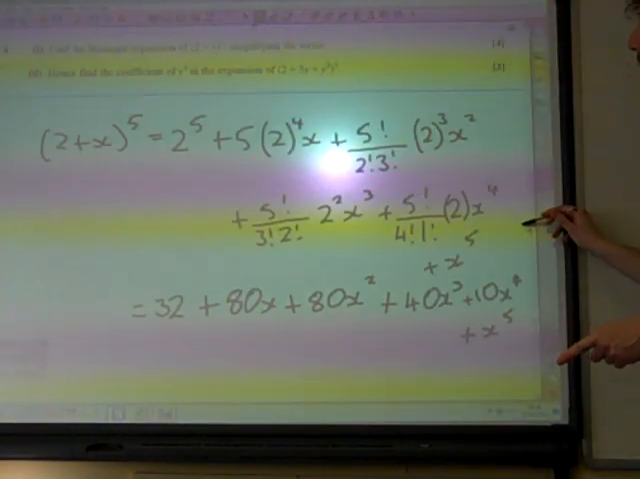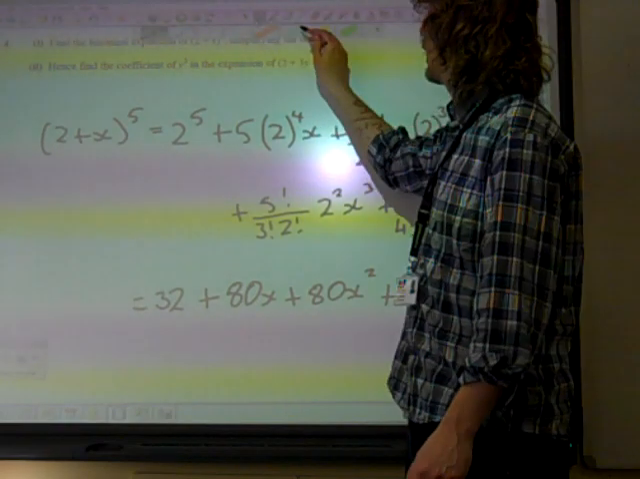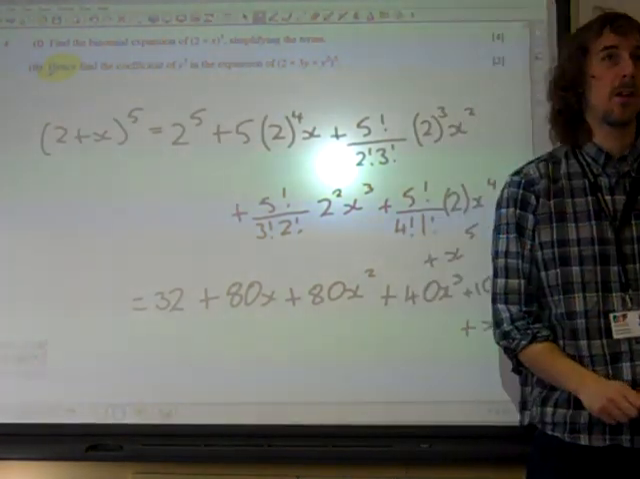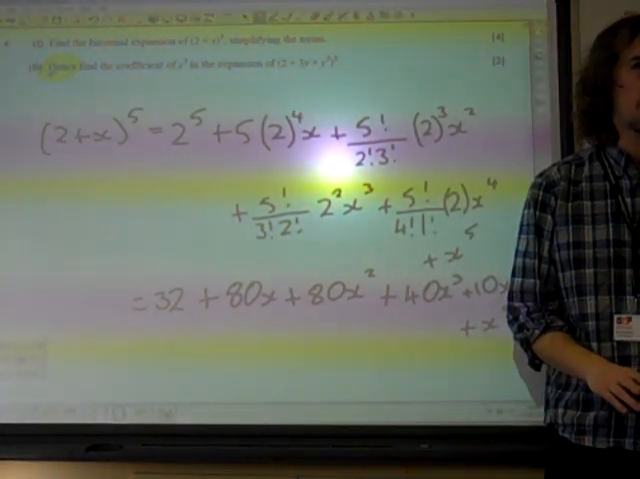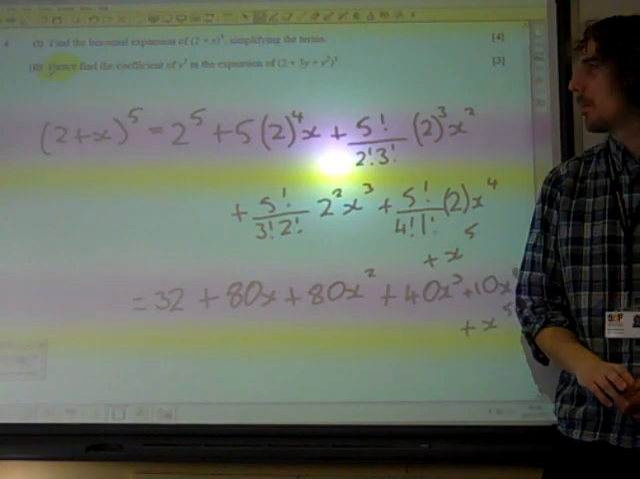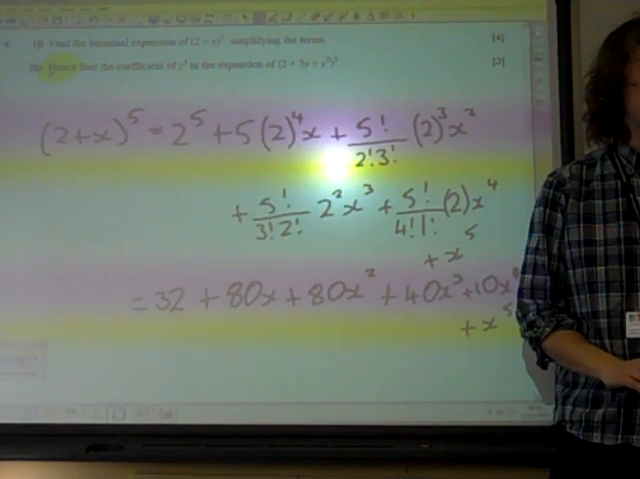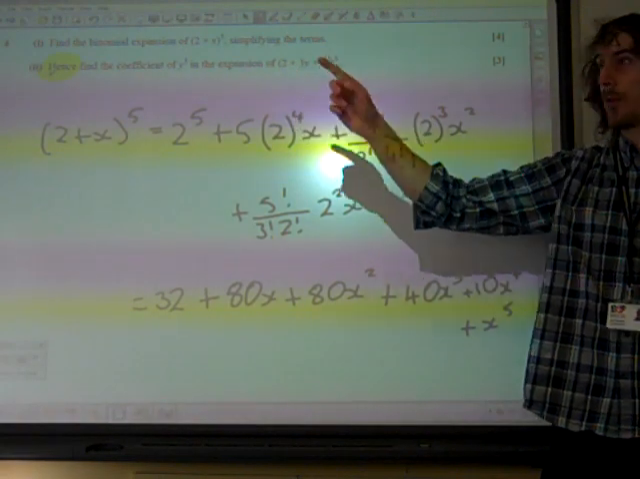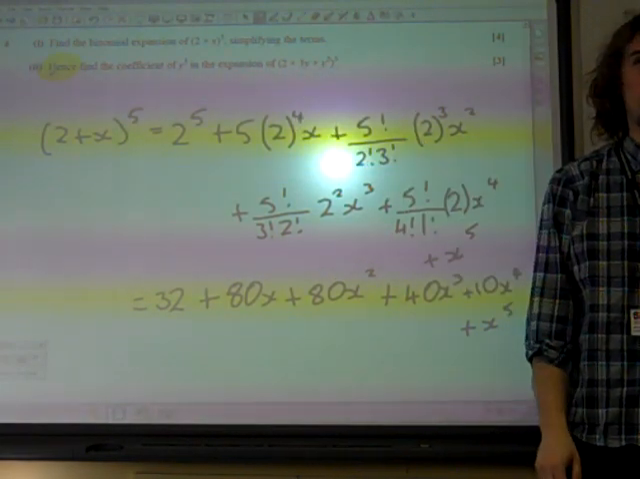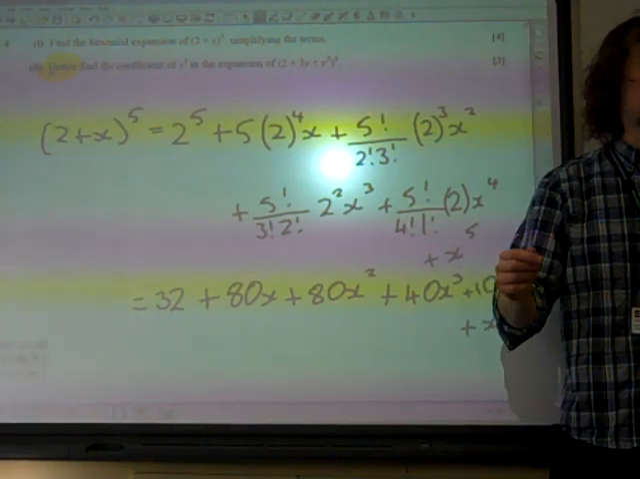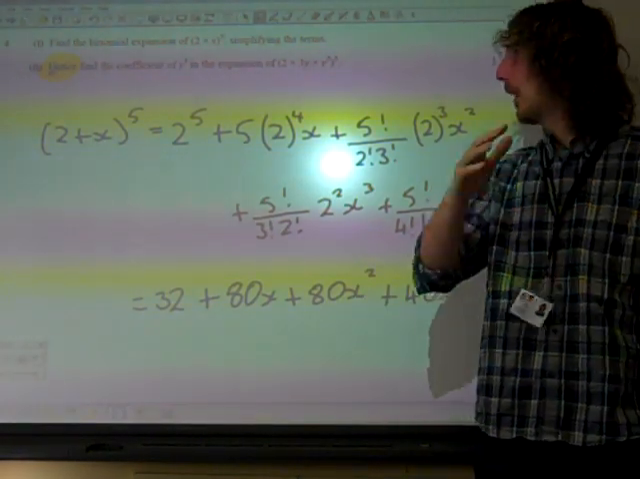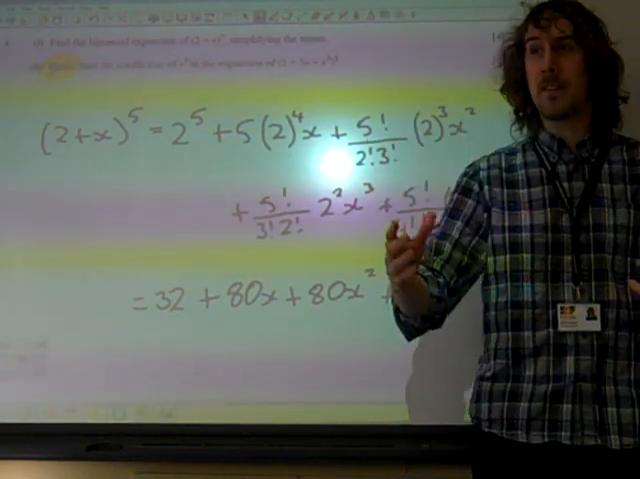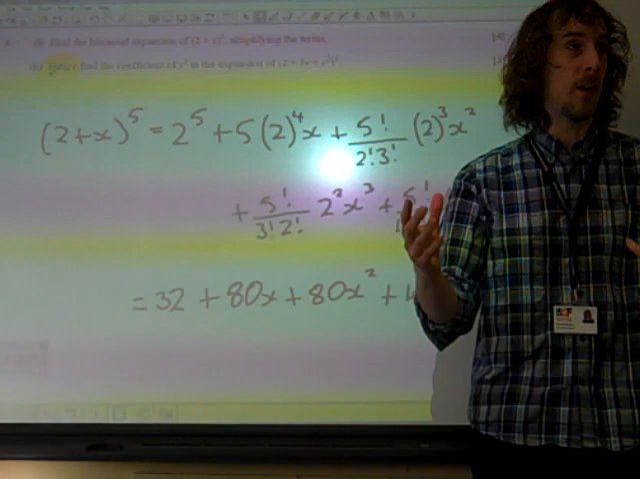And this bit, don't underestimate the importance of the word hence in questions. Some people tried to start from scratch with this, and there was some very brave multiplying out of brackets going on as people tried to start from 2 plus 3y plus y squared and multiply that by itself, and then multiply that by itself again, and then multiply that by a final 2 plus 3y plus y squared. And terms were appearing all over the place. It was quite terrifying to see what was going on.